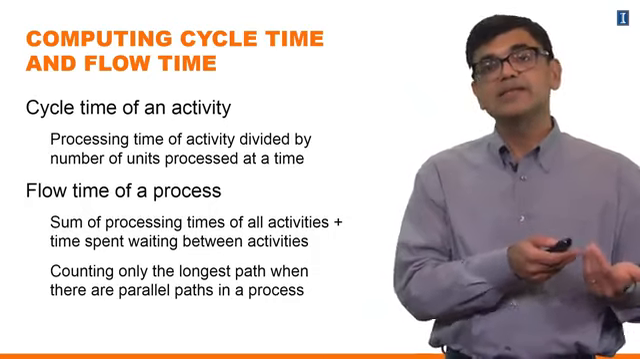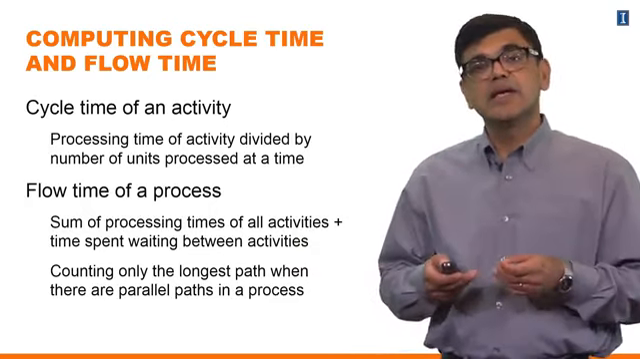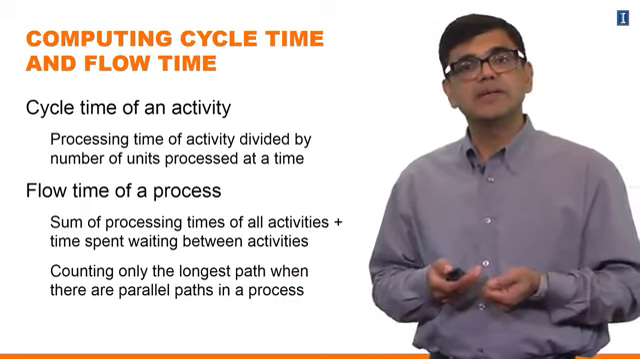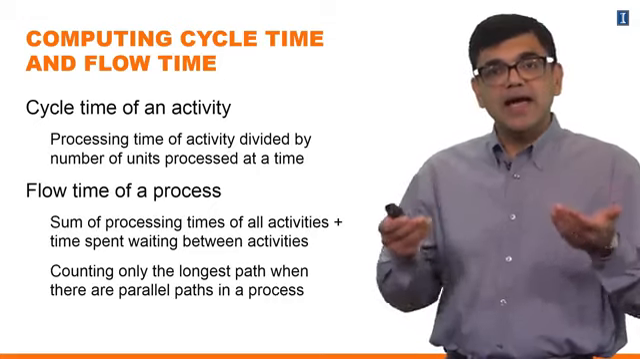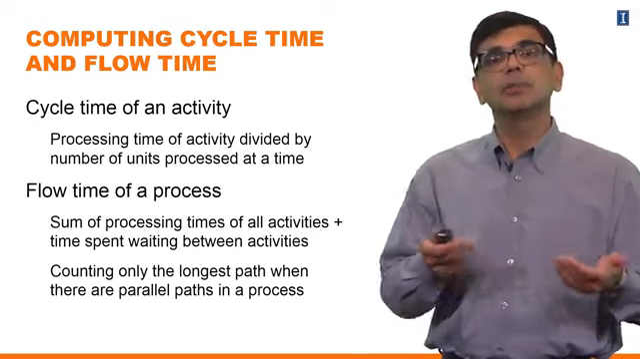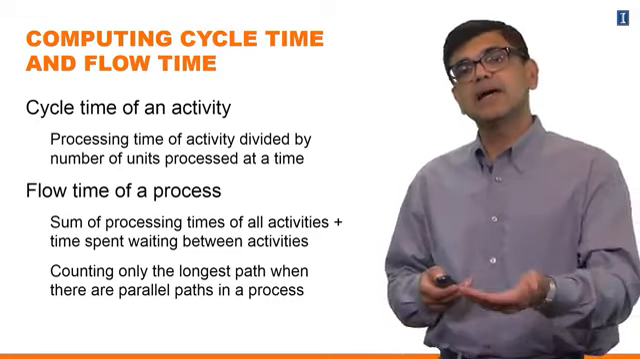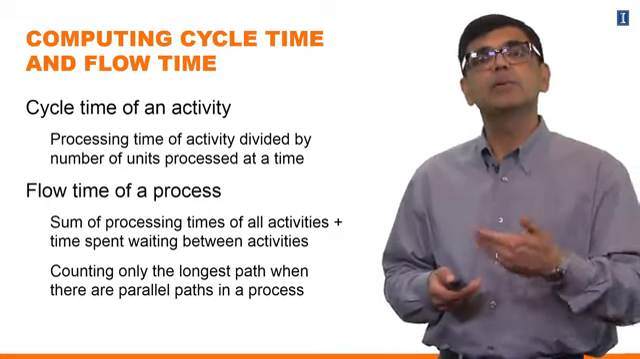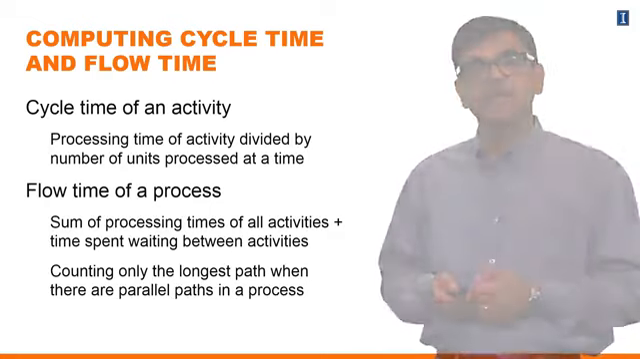So it'll be the sum of all the processing times, and on top of that, there might be some waiting time between those processing times. So from a definitional perspective, flow time is going to be the sum of all the processing times plus the time that is spent waiting between each of the activities for which you've added the processing times.